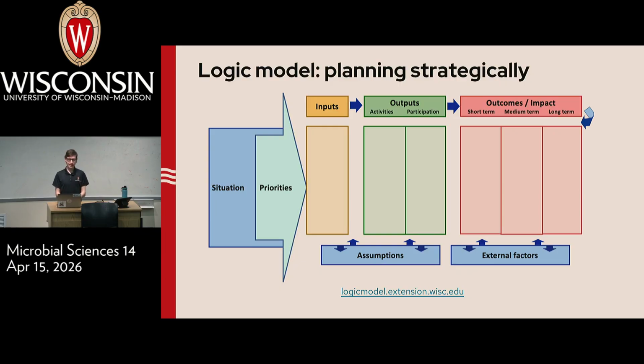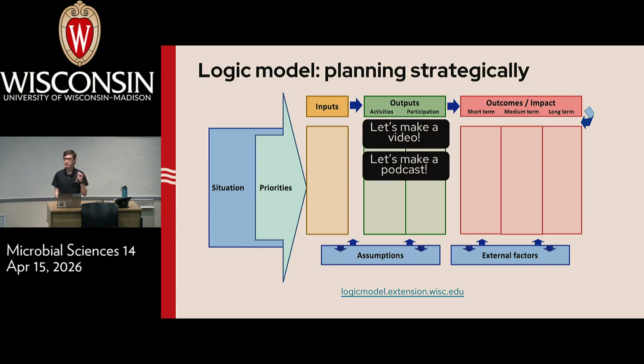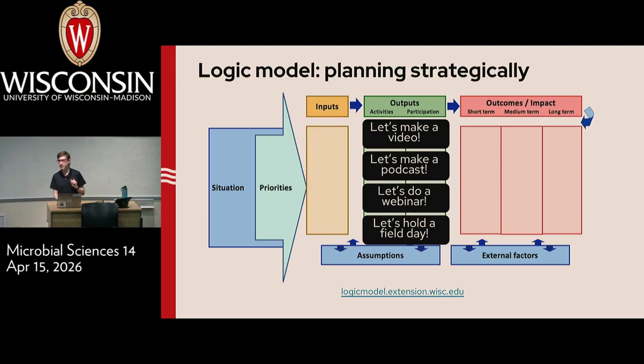So the basic idea is that you have your inputs, the people, the funding, the connections, that sort of stuff. You have your outputs, the things that you do and who's involved in them. And you have your outcomes and your impact. And when you're not using a logic model, it's really tempting to start with the outputs and end with the outputs. So you say, let's make a video, let's make a podcast, let's do a webinar, let's hold a field day. Those are all outputs, those are not outcomes. Those are not behavior changes, those are not changes in attitudes, those are not providing facts.